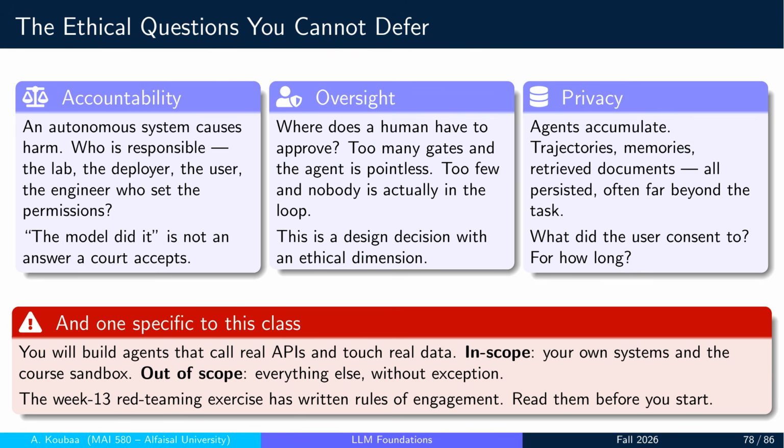Now, the item specific to this class, and this is a rule, not advice. You will build agents that call real APIs and touch real data. In scope: your own systems and the course sandbox. Out of scope: everything else, without exception. The Week 13 red teaming exercise has written rules of engagement. Read them before you start, not after.